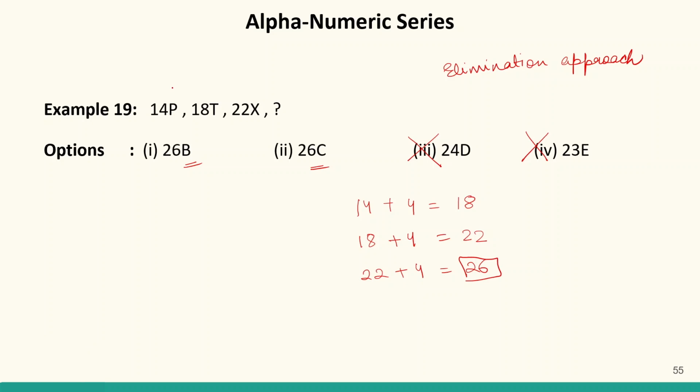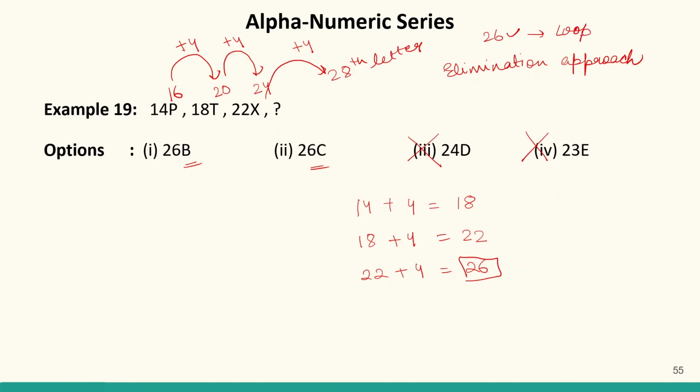Now let us see. T is positioned at 16. T is positioned at 20. X is positioned at 24. So there is also an increment of 4 letters. Increment of 4 letters. So if from X I have to increase 4, that means I have to come to the 28th letter. Is there a 28th letter? No. There are only 26 letters. So what do we have to do? We have to go into a loop. So the 26th letter was Z.